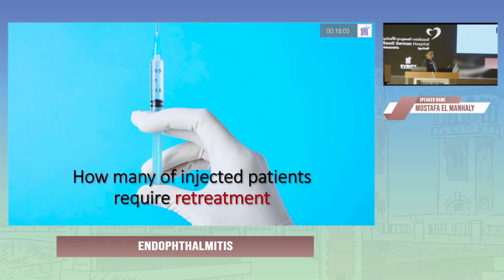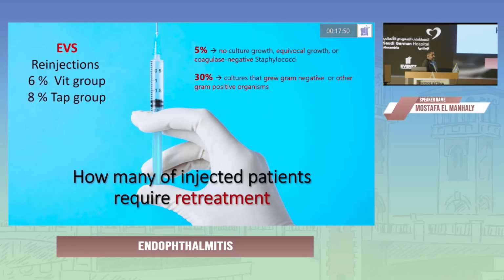Dr. Suka and Dr. Salam, you injected this patient. How many of your injected patients required a retreatment or re-injection? Minimal, 10%, I guess. Salam? Again, if you look at the EVS, it was 8% in each group. If you look at recent data, it's about 25%. I think the reason is some evidence came that antibiotics, especially vancomycin, work better as time dependent rather than dose dependent. So people are re-injecting, but actually there's no need.